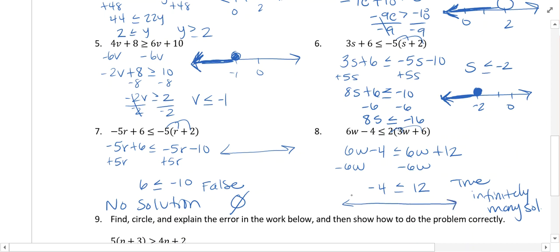Okay, so on your number line, you're graphing just all of them. All of them are solutions. Okay? Any number you plug in would work.